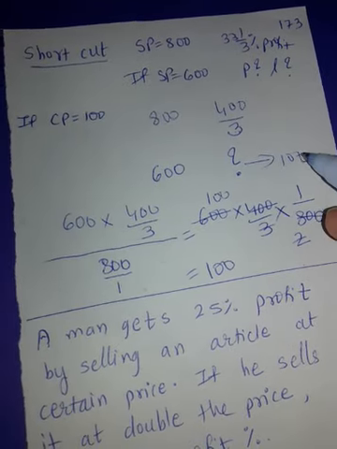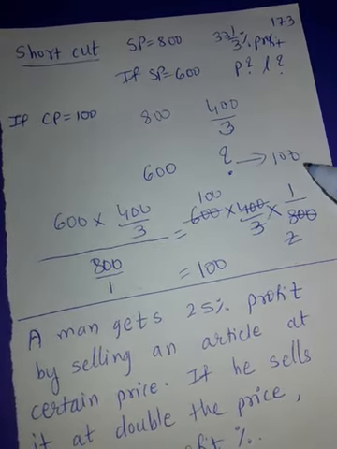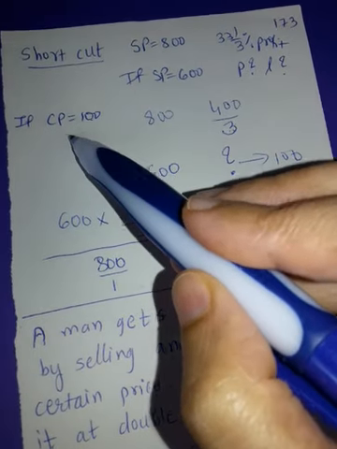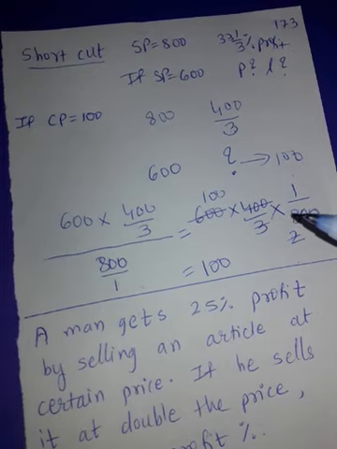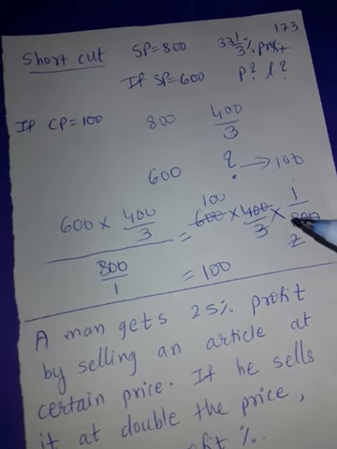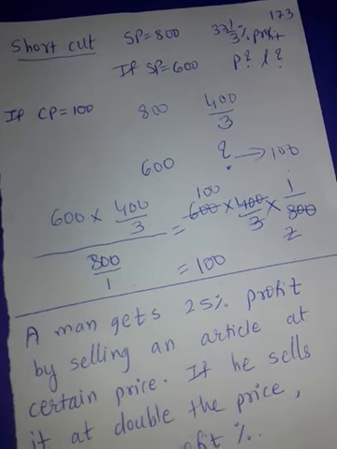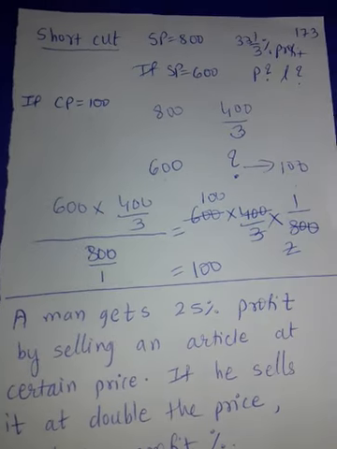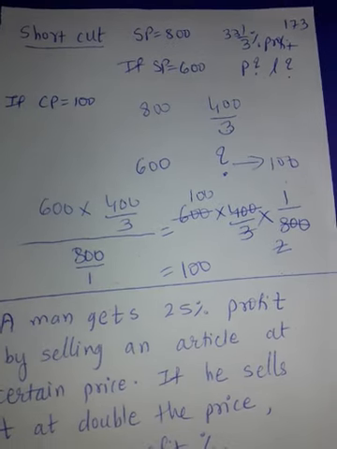So 600 SP is equivalent to SP 100. CP is also 100. SP is also 100. So the answer is no profit, no loss. Just now we solved it with the concept method also and we got the same answer. I hope now these concepts and shortcuts are very clear to you. Let's solve one more example.